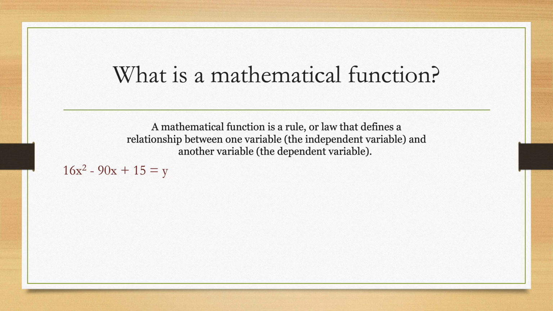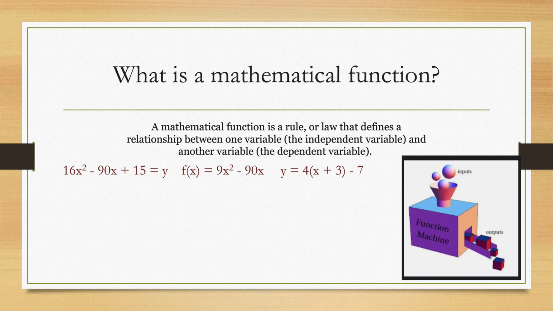Examples are, for instance, 16x squared minus 90x plus 15 is equal to y. That particular one, if I made it a negative 16x squared, would have a lot to do with gravity. F of x equals 9x squared minus 90x. Or y equals 4 times x plus 3 minus 7. All of those are functions, and all of them can be readily understood in terms of a function box or a function machine, where there's certain inputs and they correspond to certain outputs. The function changes the input into a brand new output. Might be equal to it, but it might not be.